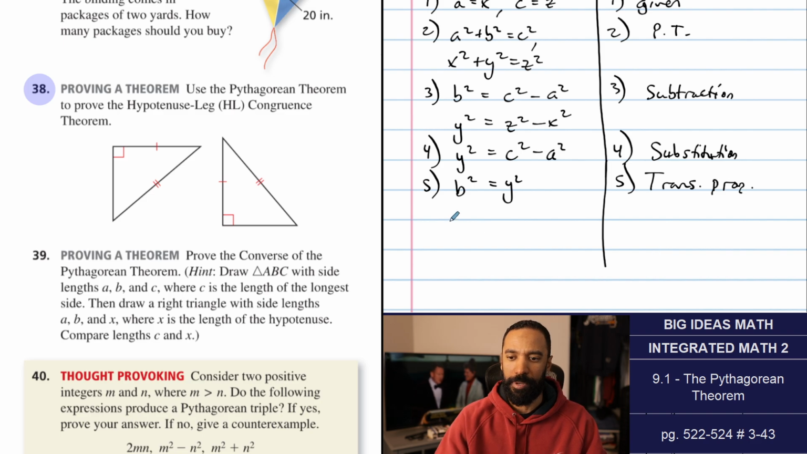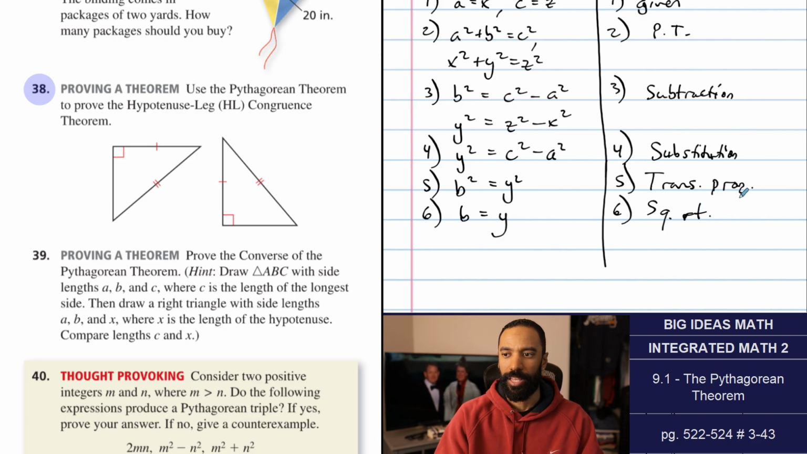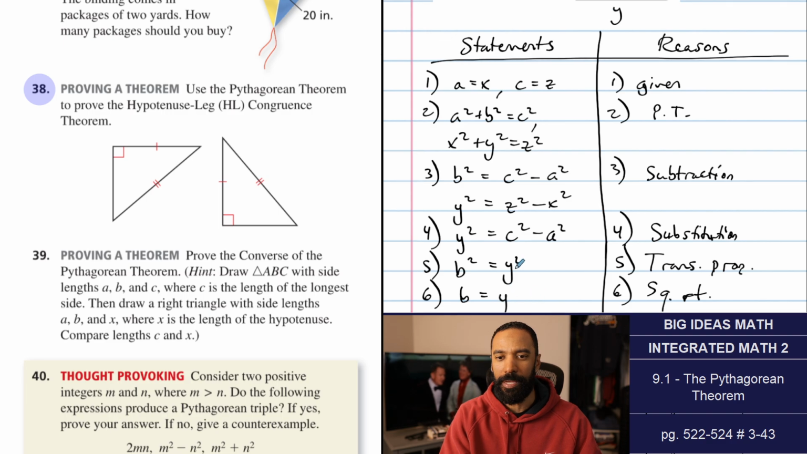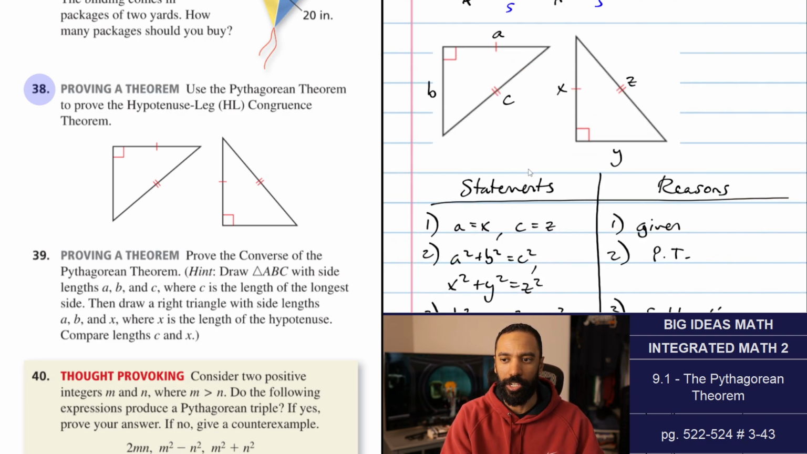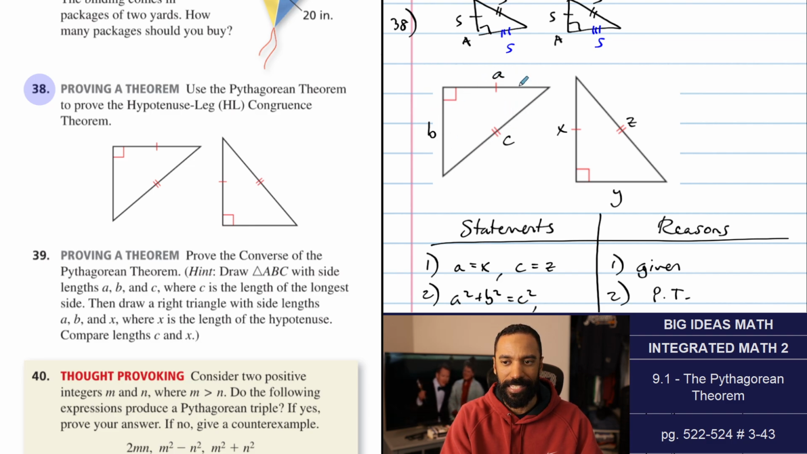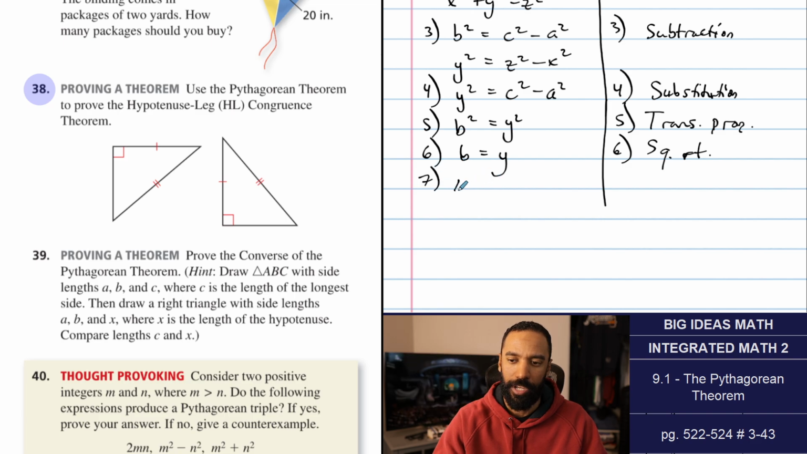And then therefore B equals Y, by taking the square root of both sides. I don't know if that's called the square root property of equality, so I'll just say take the square root of both sides. Like the subtraction property of equality, you can take the square root of one side as you can the other. If B equals Y, then these two triangles are congruent. I can either say side, side, side, or side, angle, side, and I get an option of one or the other.